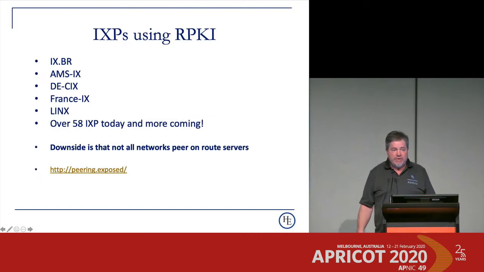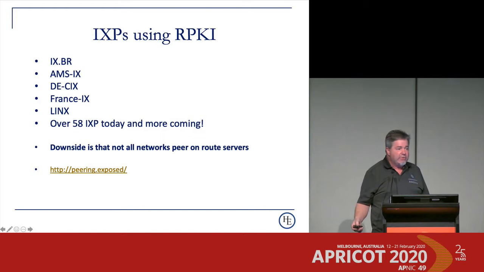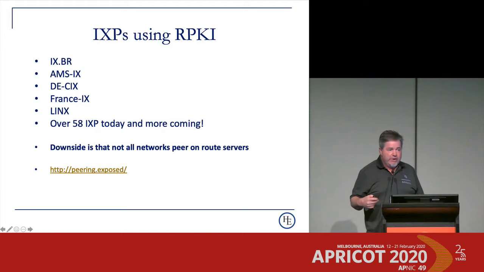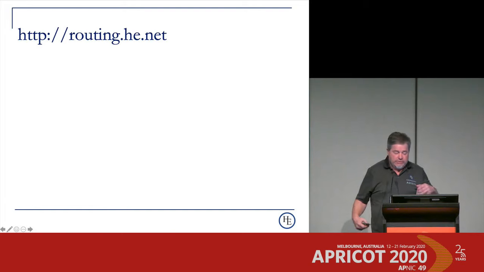There are several IXPs around the world right now that are using RPKI. I think there are over 60 now, and you can get a complete list of them from Peering Exposed. But yet again, there are several networks, such as Apple and I think Amazon as well, that do not peer with route servers. So you're going to have to build a bilateral instead of depending on route servers. Like I said before, we only advertise about 1/3 of our routes over route servers, but if you want to have bilateral, you get all of our routes. The newest tool from Hurricane is routing.he.net.